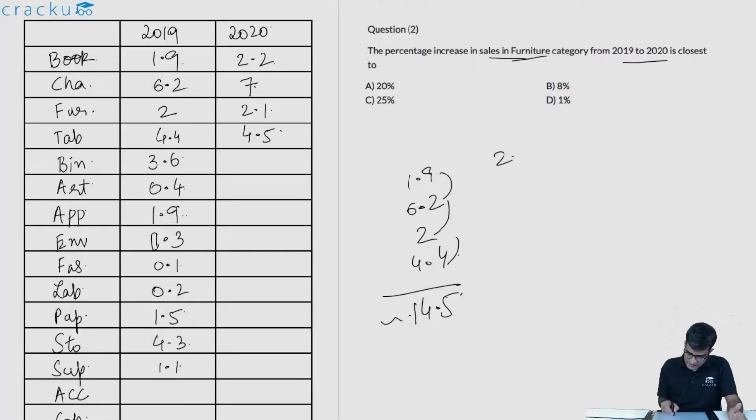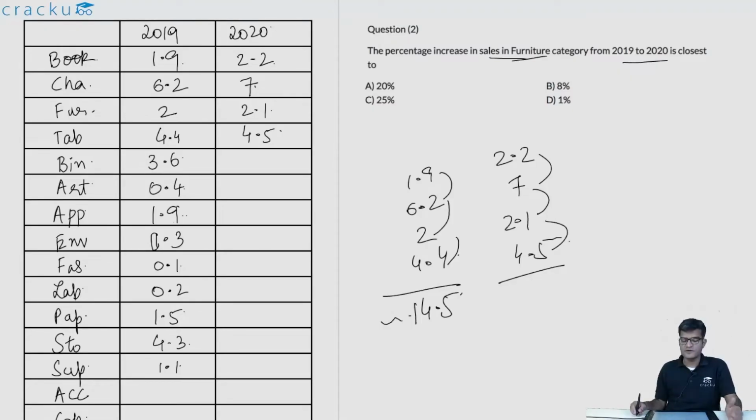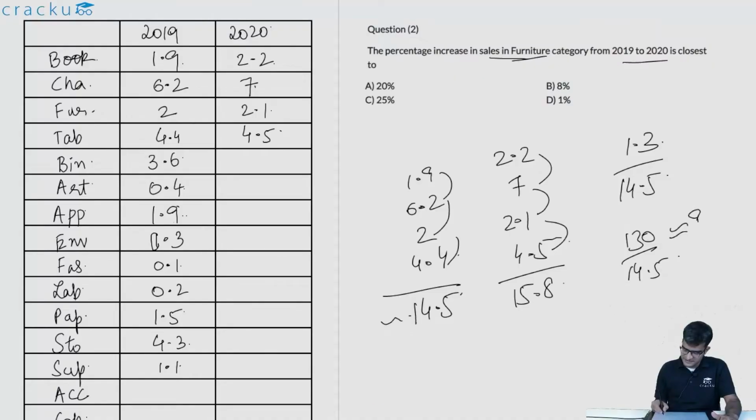In 2020 it was 2.2, 7, 2.1 and 4.5. This is 9.2, 9.2 plus 2.1 is 11.3, 11.3 plus 4.5 is 15.8. So approximately the increase is 1.3 and the initial base is 14.5. So the percentage increase will be approximately 130 by 14.5 percent. So this is translating to approximately 9%.